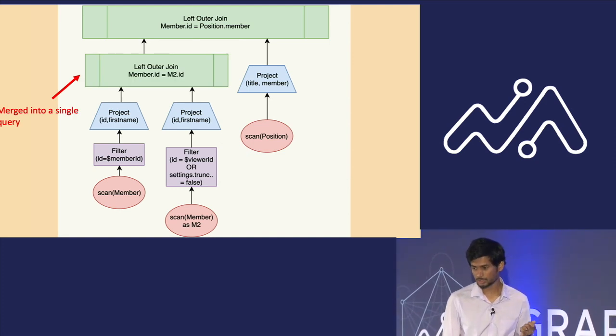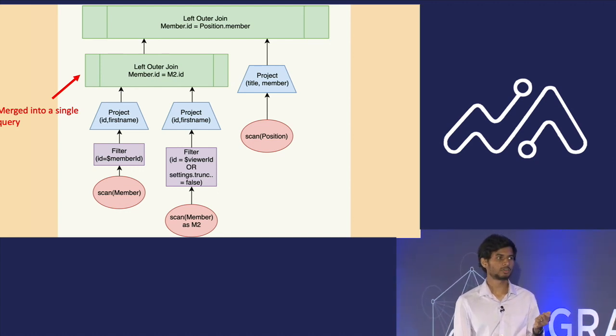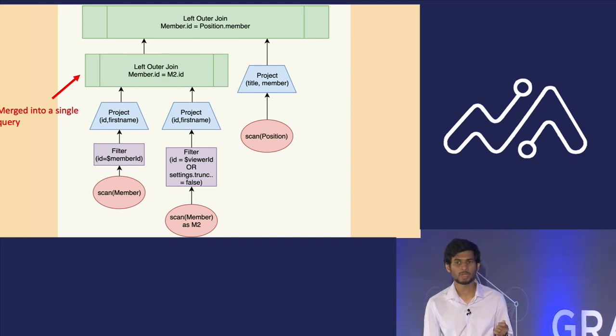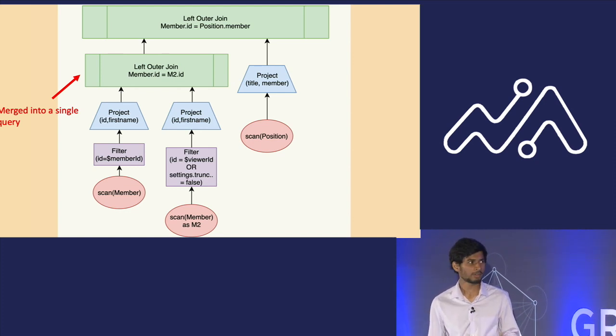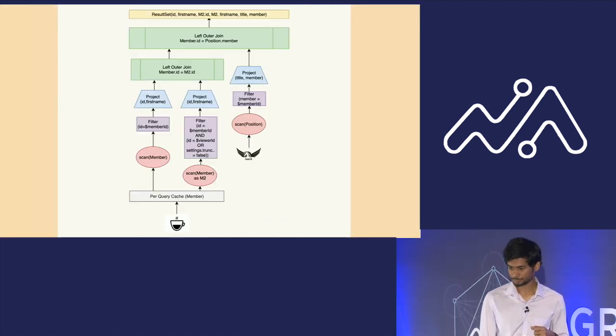Now what happens is the query result that comes out will contain both the raw first name and the first name that came out as a result of the access policy. So the scan of member on the right may or may not have the first name, depending on what the data access policy said. So now we have one giant merged query, and we have to go ahead and execute it.